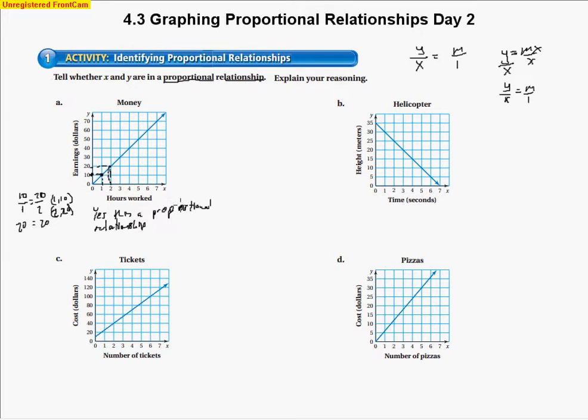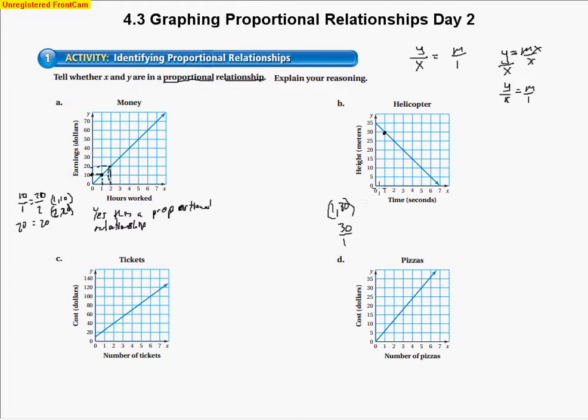And what we're looking for, again, is when the line goes through the origin, it's going to end up being proportional. We'll see that, and we'll write that down later. Now, if we look at this one, if you just take a point, for instance, time in seconds compared to height, this point right here, if I wrote that as an ordered pair, it would be (1, 30). And so its relationship of y over x would be 30 over 1.